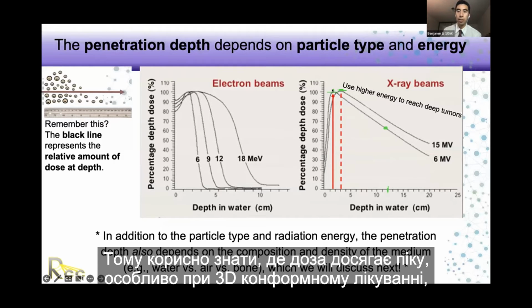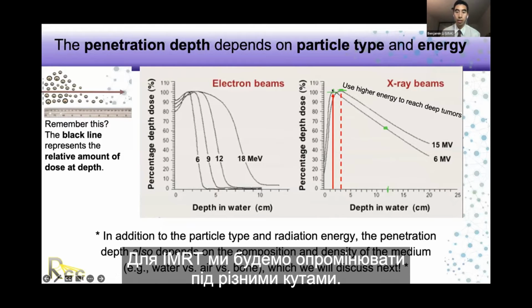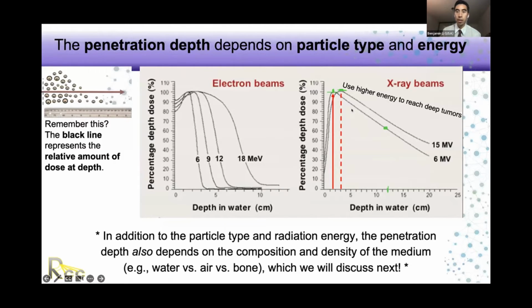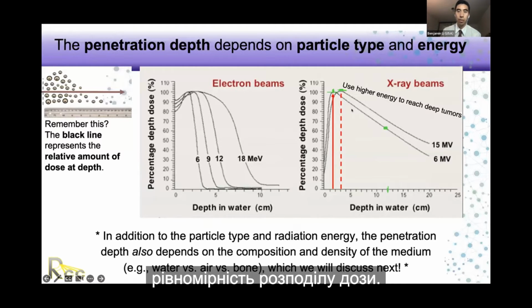So it's helpful to know where the dose is peaking, especially with 3D conformal treatment, where you may not be using many angles for your beams. For IMRT, though, we're going to be shooting beams from many different angles. And so we'll see that this helps average out the smoothness of the dose distribution.